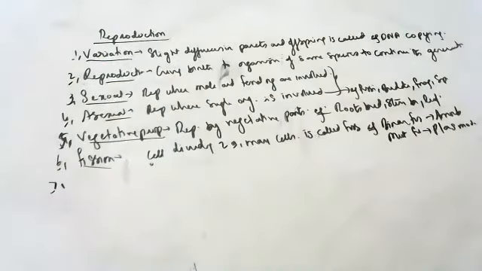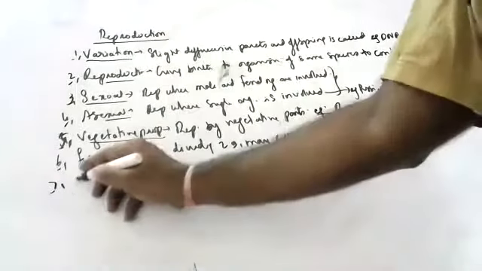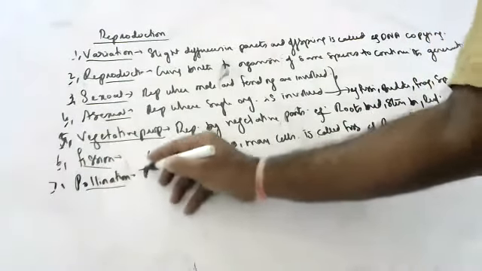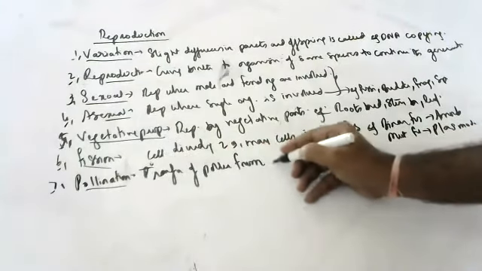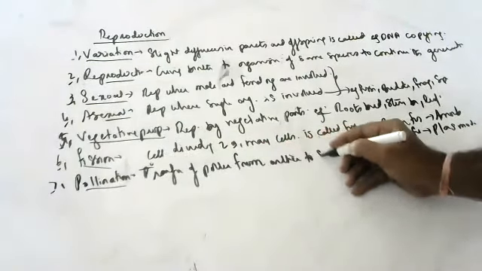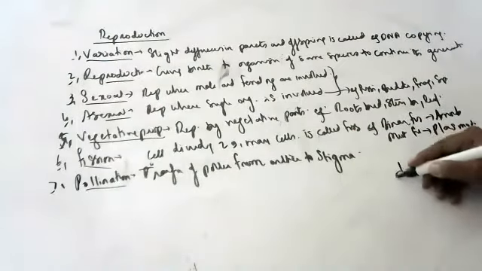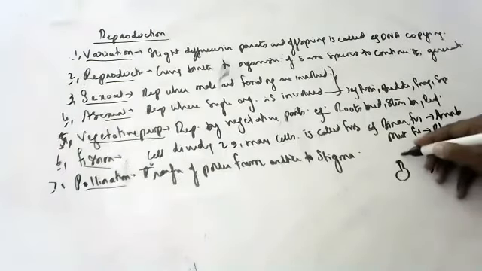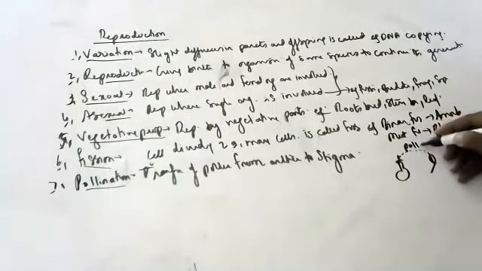This is fission. Next, pollination. What is pollination? Transfer of pollen from anthers to stigma is called pollination. This is the stigma and this is the anther. The transfer of pollen from anther to stigma is called pollination.